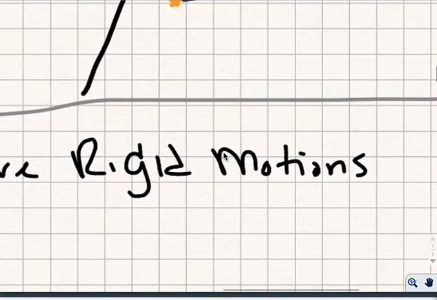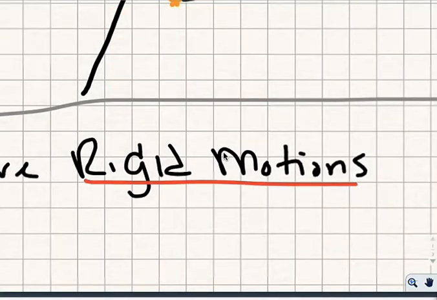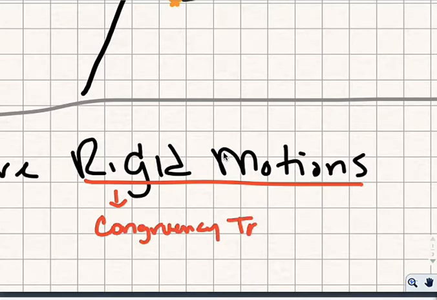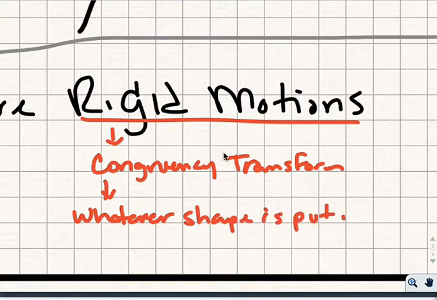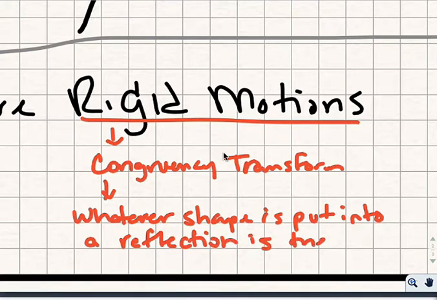Unless you didn't watch the last video, this term rigid motion can mean a couple different things. Rigid motion can also mean congruency transform, which is just another fancy way of saying, okay, whatever shape is put into a reflection is the same shape you get out of it.